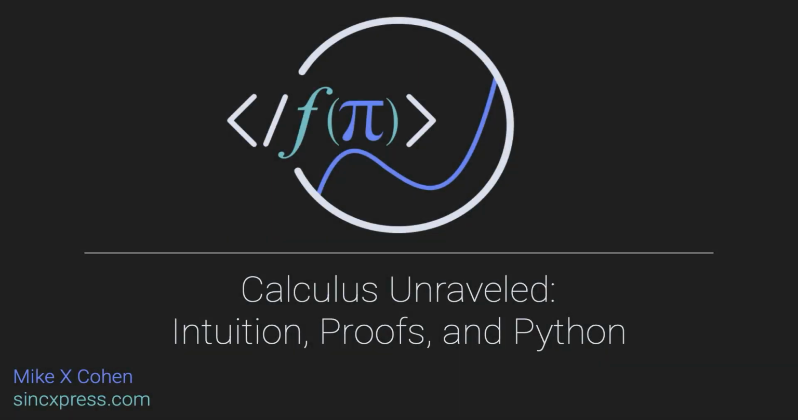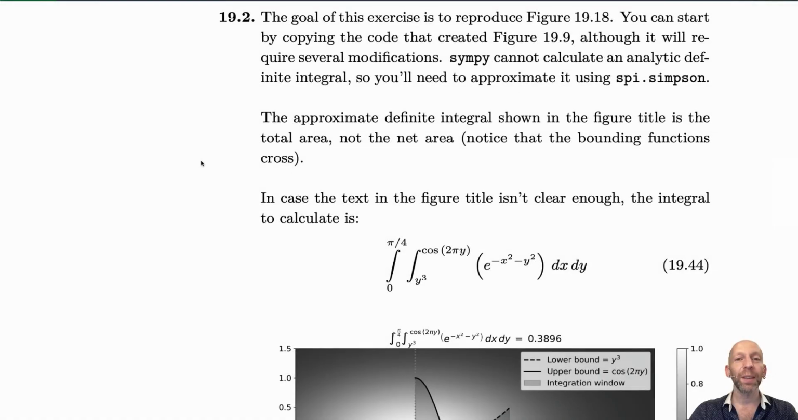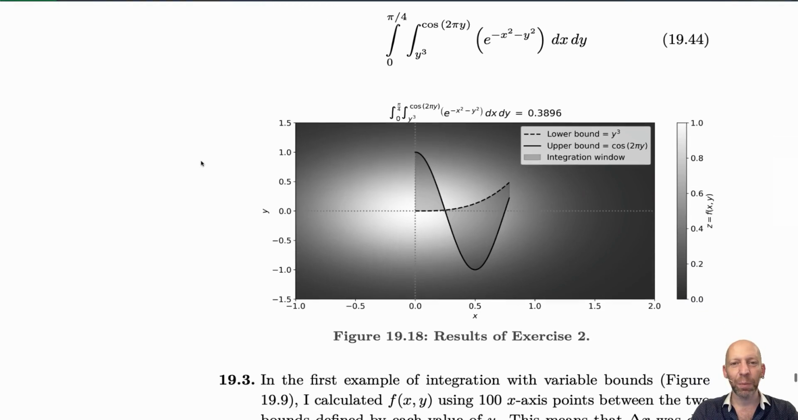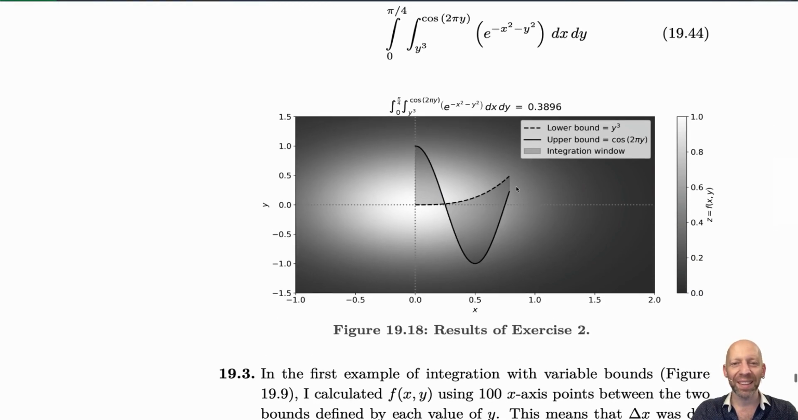Welcome to exercise 2 of chapter 19. The goal of this exercise is basically just to reproduce this figure. So what are we looking at here in this figure? The background image is a two-dimensional function. It is this here, e to the minus x squared minus y squared. This is a two-dimensional Gaussian.